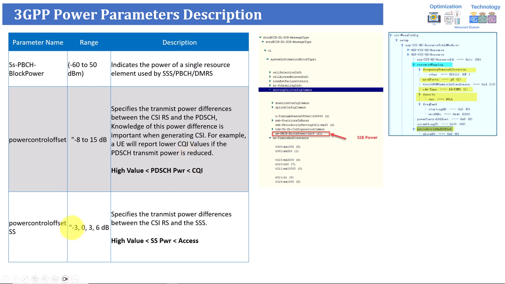The other one, which I didn't see, I was even expecting to find within the same message, but I didn't. It's called power control offset to the SSS. This specifies the transmit power difference between CSRS and the synchronization signal. Also, with a higher value for that CSRS, you have less SRS power, and this might impact your access as well.